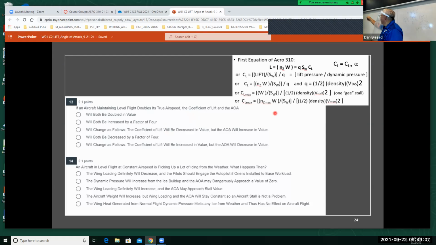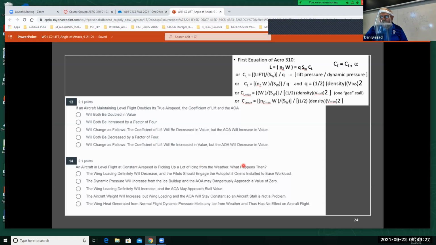Well, what would happen? They'll both decrease by a factor of 4, right? We just did that. We doubled the airspeed. Airspeed came out of Q as 4. The 4 is in the denominator, so it's going to decrease the C sub L max and angle of attack by a factor of 4.